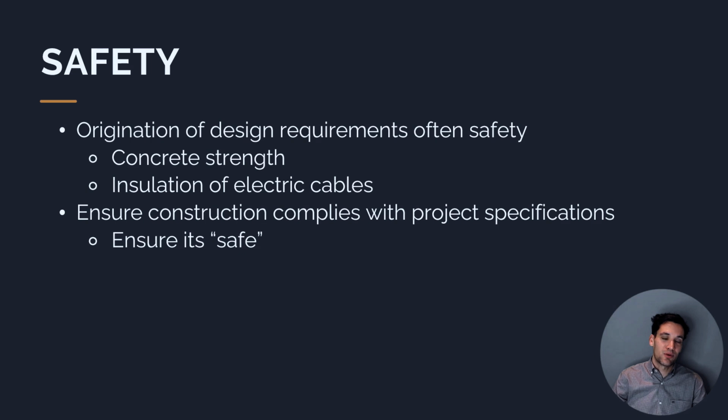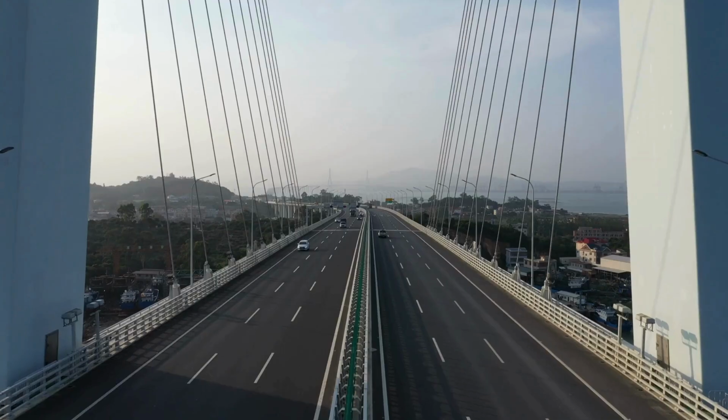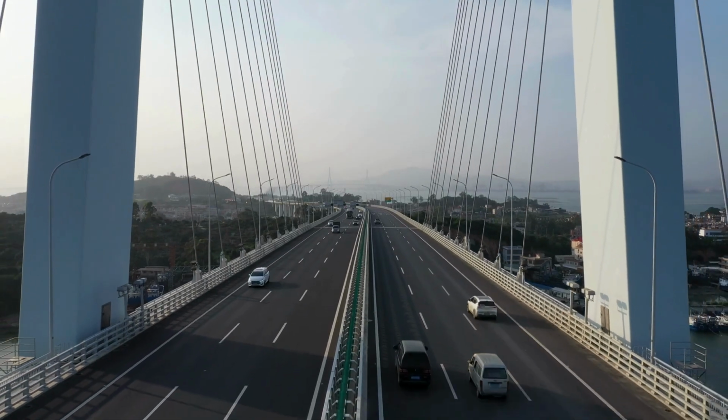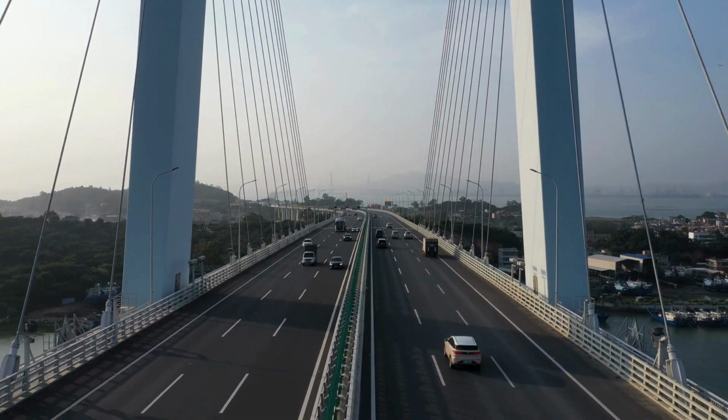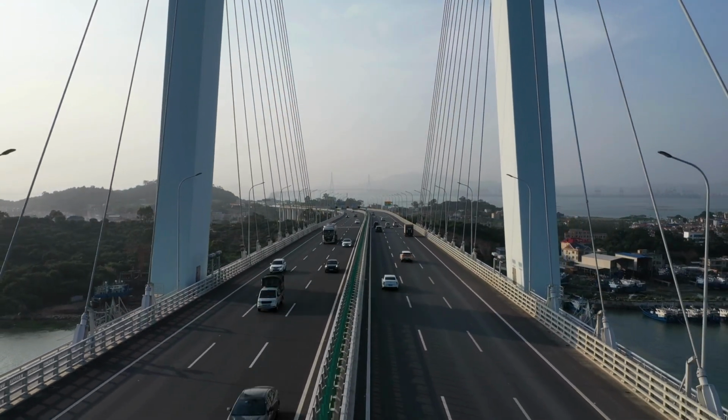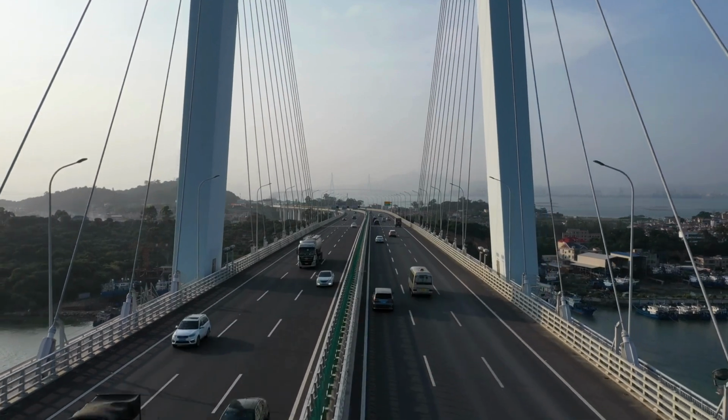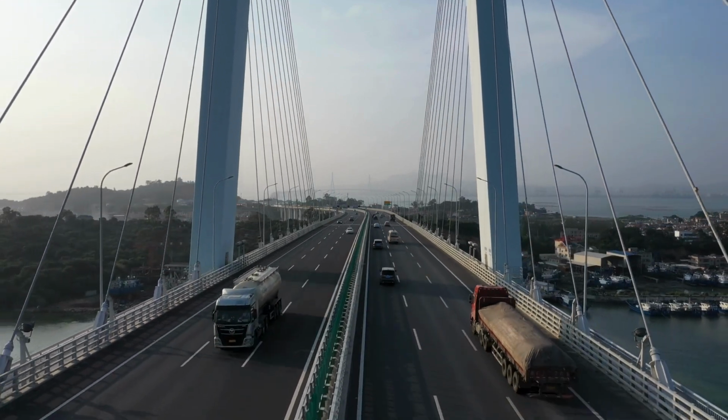If we think of another example, insulation on electrical cables. If we don't have proper insulation on our cables, we could have an electrical fault that could start a fire. So ultimately, through the quality management process, we ensure that what we deliver complies with the specifications and standards, which directly ensures that what we're building is safe for people to operate and to use.